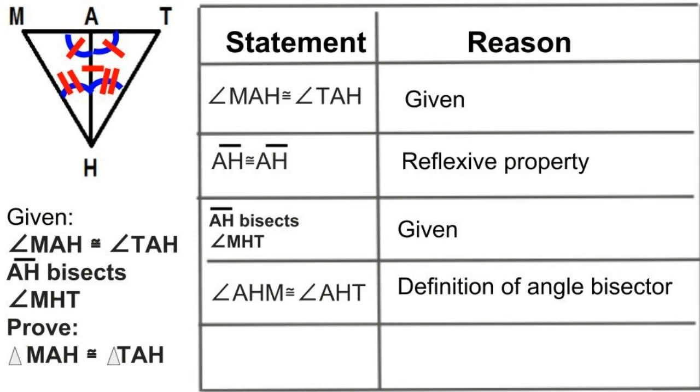We already have two corresponding angles and an included side congruent, so our next statement is triangle NAH is congruent to triangle TAH. The reason is the ASA postulate. That's all for now.